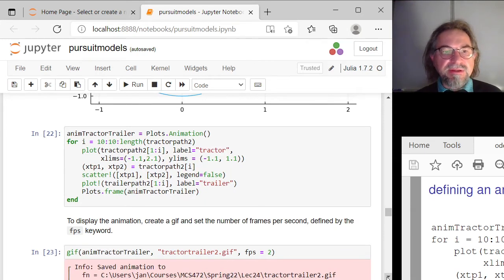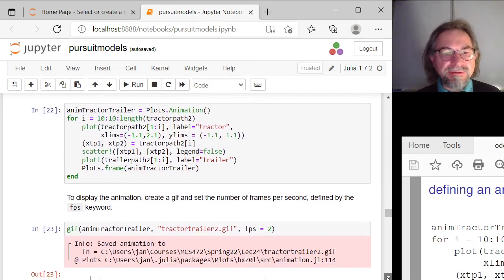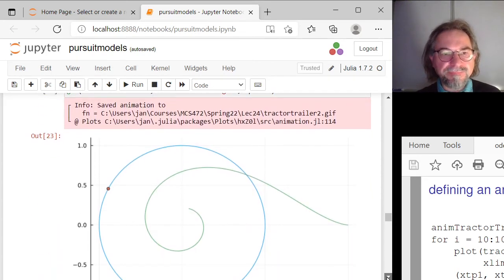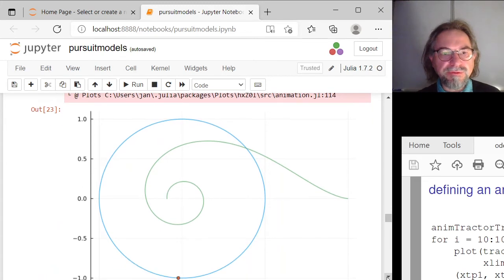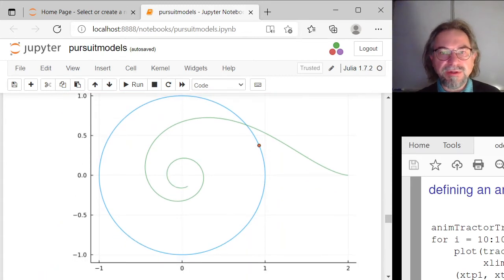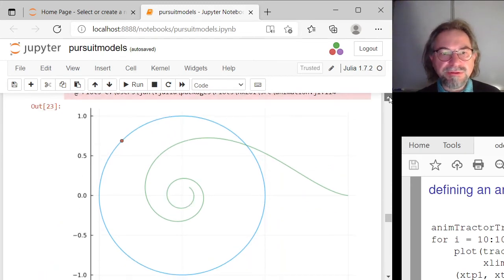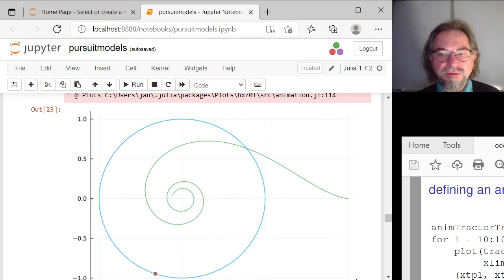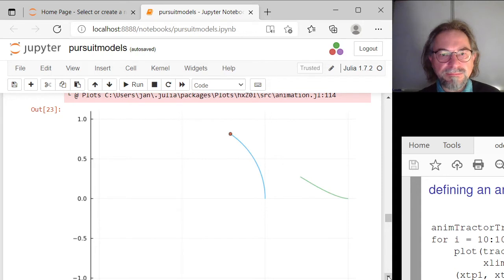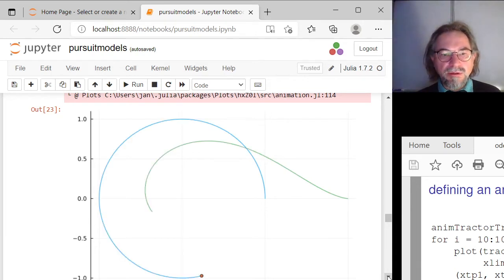So here you see the code for the animation, and then to render it we make a GIF. So here is the running of the GIF. I will pause a little bit. It runs in an infinite loop. So here we are. This is the beginning.